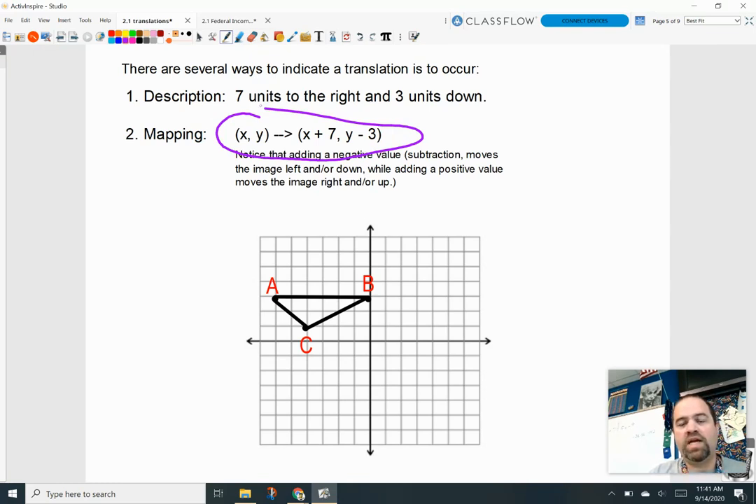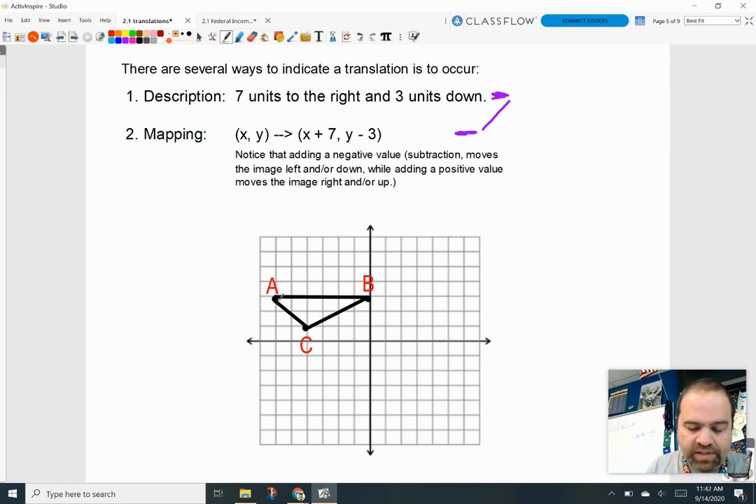However, a lot of times it'll be written in what's called a mapping notation. And what that mapping notation is saying is that every original x and y coordinate point is being translated or moved to a newer x and y point that is 7 units more on the x because it moved to the right and 3 units less on the y because it moved down. So anytime you add or subtract on the x, it's going to move it left or right. And anytime you add or subtract on the y, it's going to move it up or down. So these two things, the written out in words and written out in a mapping, are equivalent. They mean the exact same thing.